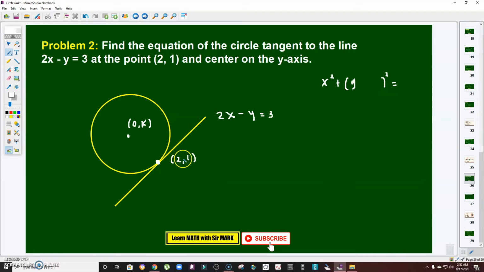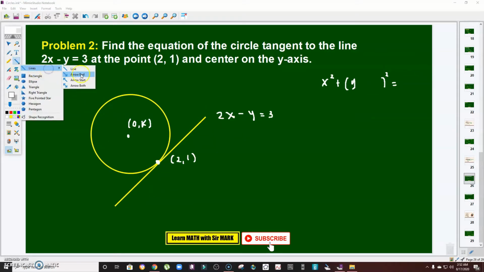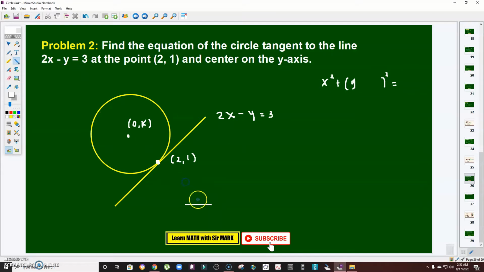Now, how are we going to get k? How are we going to get the radius? Take note, if it's tangent, there's a line. Let me draw a line also that passes through this point. Again, this is not the actual illustration, just for explanation. So this line, the normal line, has an equation, since they're perpendicular, of the form x plus 2y equals c.